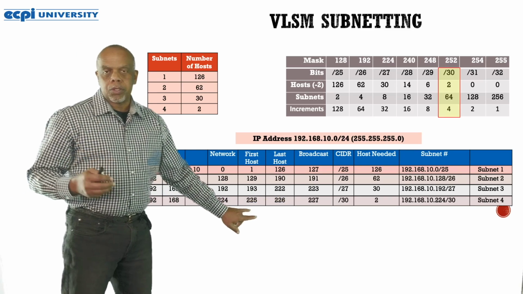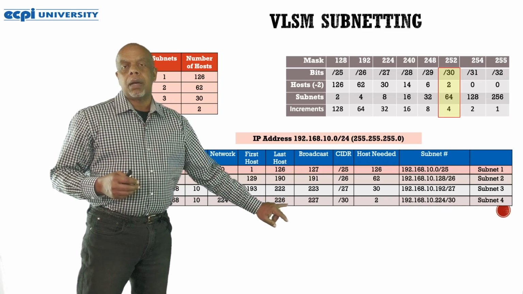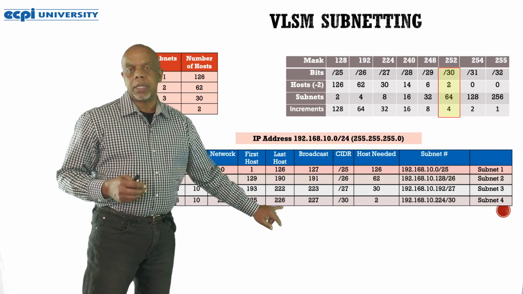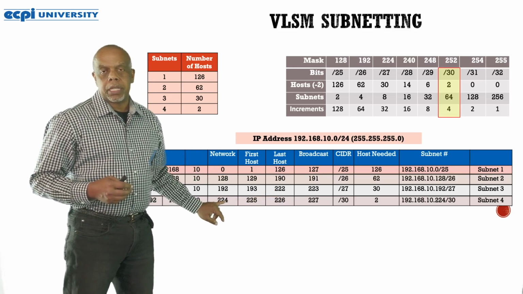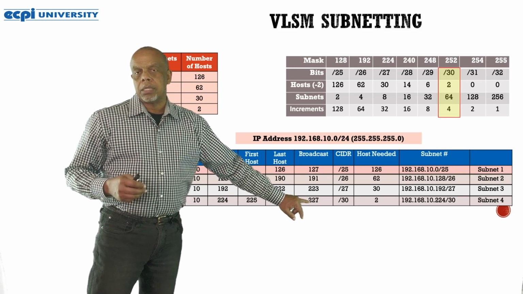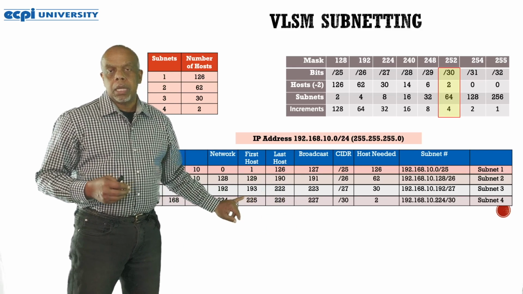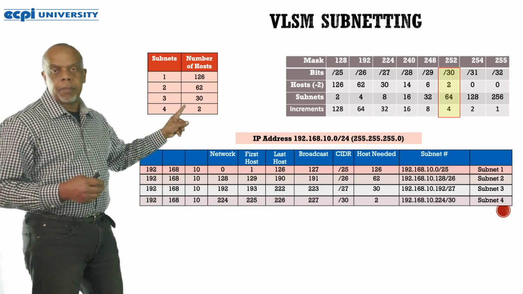However, there's only 2 that are assignable, 225 and 226. Even though I got 4, the ID, I can't use it. That is the broadcast, I can't use it. So now you see that gave me my 2 IP addresses.